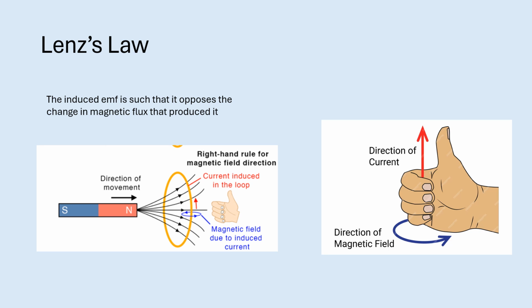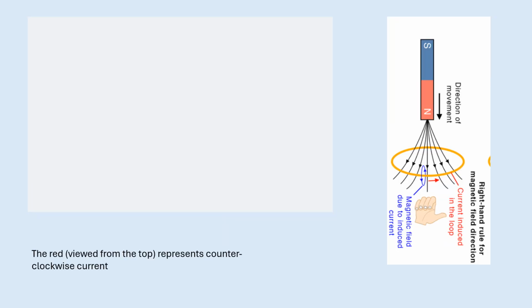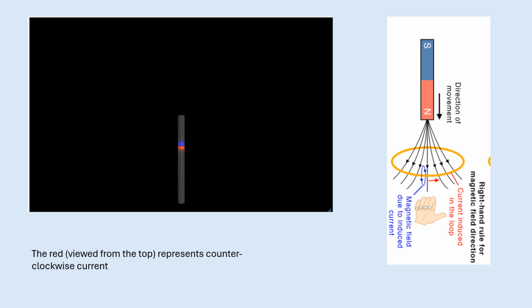So if this magnetic field is wanting to get bigger, the ring says no, and it's going to try to create a magnetic field in the opposite direction. And we can figure that out using the right-hand rule. So this is an animation from GlowScript. And so we can see using the same diagram that the red, viewed from the top, represents counterclockwise current.